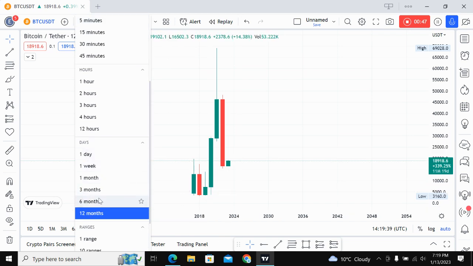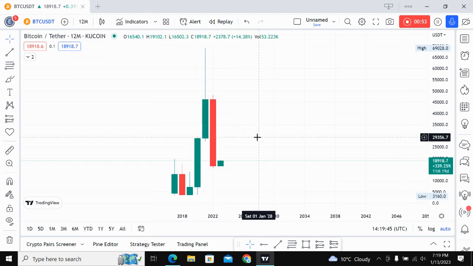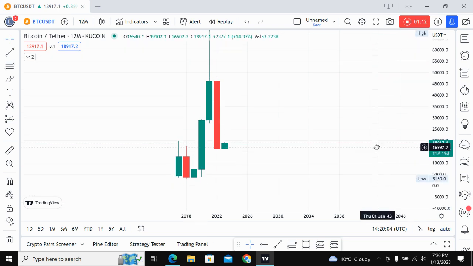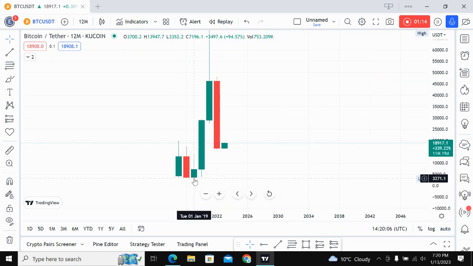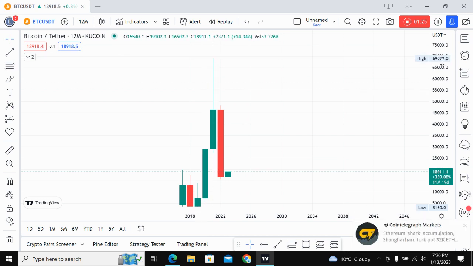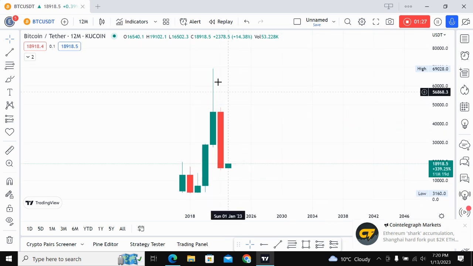But before that, as I have opened the 12 month chart, I want to show you something. Okay, so you can see the chart starting from 2017. I'm going to head over to 2019. First Jan 2019, Bitcoin's price started moving from $3,160, and it kept on moving for 3 years, and it touched the high price of $69,028. Got it.